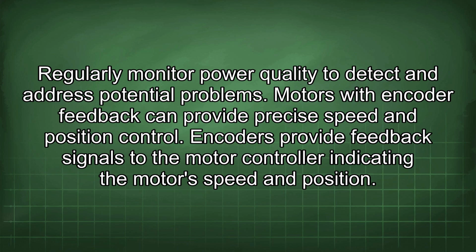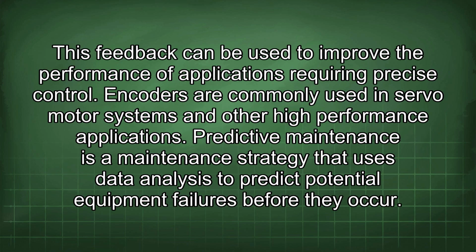Motors with encoder feedback can provide precise speed and position control. Encoders provide feedback signals to the motor controller indicating the motor's speed and position. This feedback can be used to improve the performance of applications requiring precise control. Encoders are commonly used in servo motor systems and other high-performance applications.